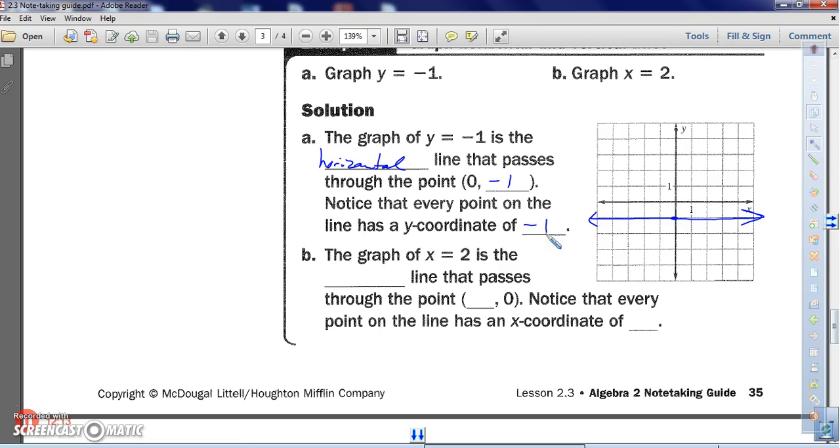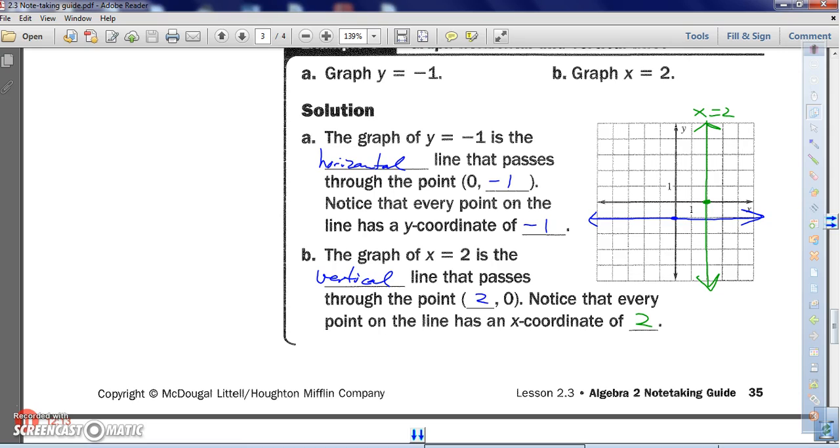On the other hand, for x equals 2, well, in that situation, it's a vertical line. In fact, anytime the equation has only an x, you're going to have a vertical line. And it's going to go through the point 2, 0. And so if I go to the point 2, 0, which is right there, this is going to be a vertical line. So that one is the line x equals 2. And so notice that every point on that line has an x-coordinate of 2.